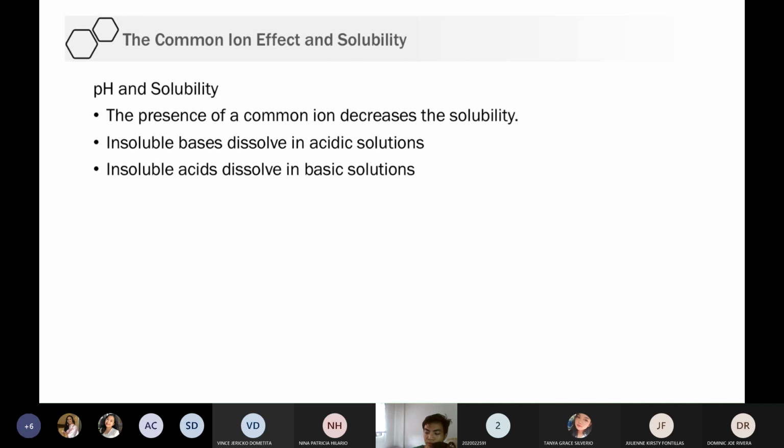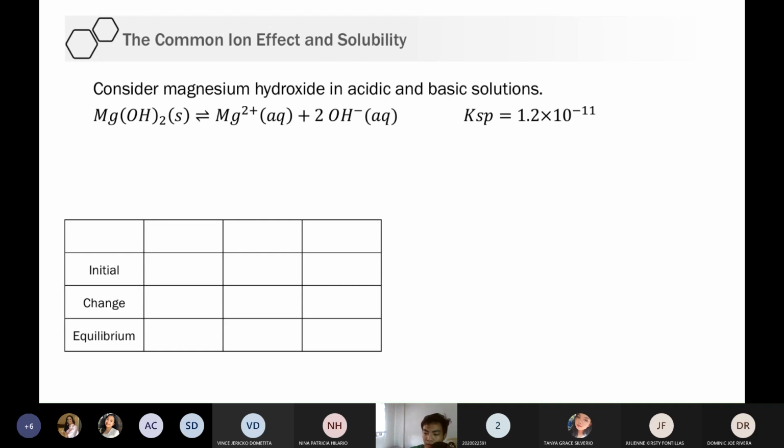Okay? So try natin sagutan tong problem na to. This is our last problem for today. Okay, so consider magnesium hydroxide in acidic and basic solution. So, saan siya magiging soluble? Sa acidic or sa basic solution? Okay? So, para masagot natin yon, kasi may isang item ata na ganito sa quiz nyo. So you are given a salt, then tatanungin, saan siya mas soluble, acidic o basic?